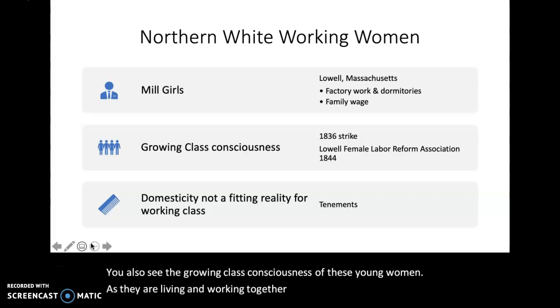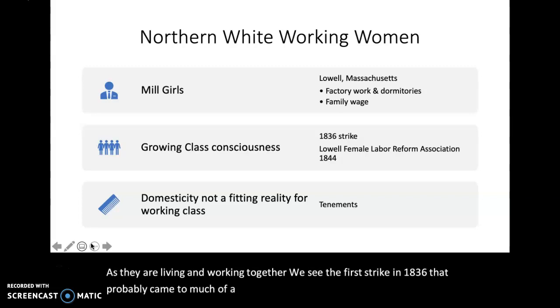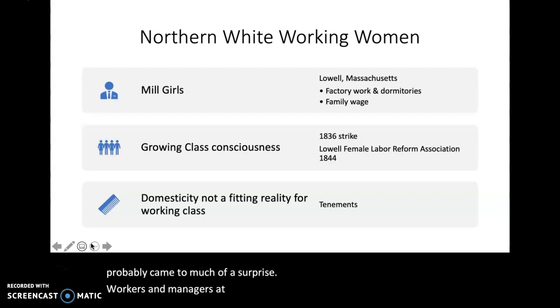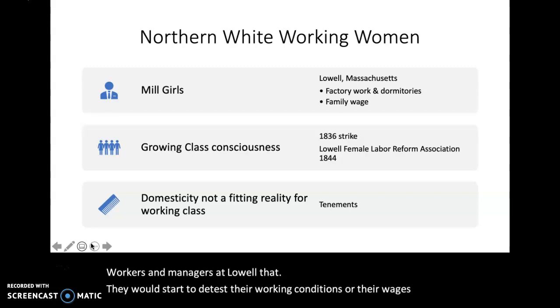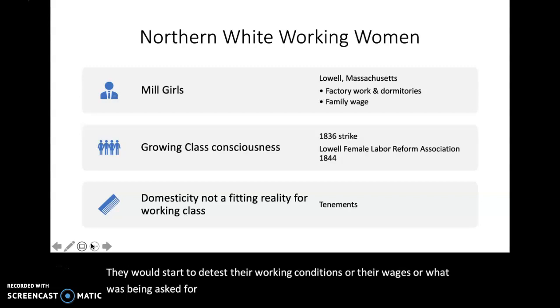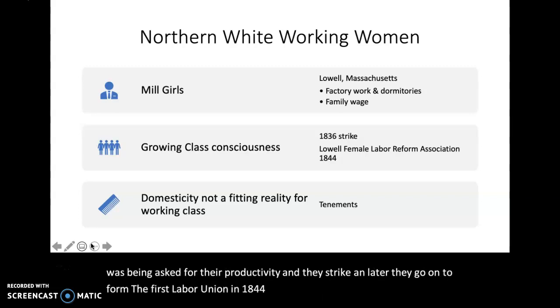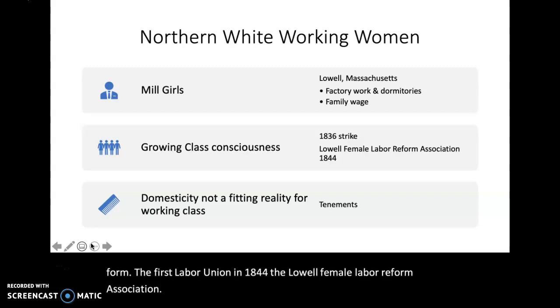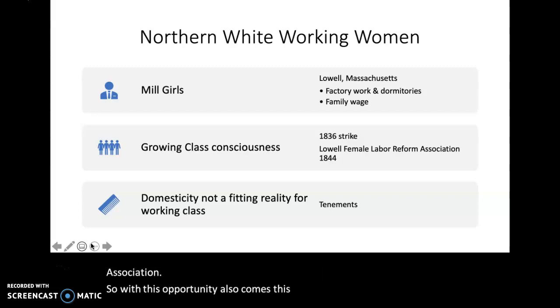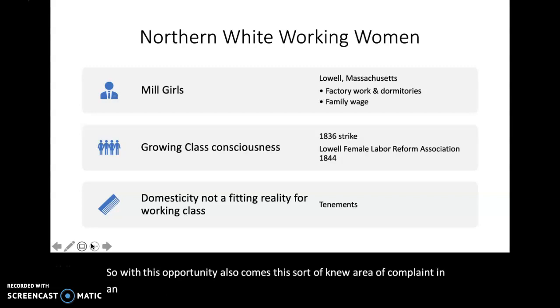We see the first strike in 1836 that probably came as much of a surprise to a lot of the workers and managers at Lowell, that they would start to detest their working conditions or their wages or what was being asked of their productivity, and they strike. And later, they go on to form the first labor union in 1844, the Lowell Female Labor Reform Association. So with this opportunity also comes this sort of new area of complaint and an area of reform with labor unions, particularly for these young girls.